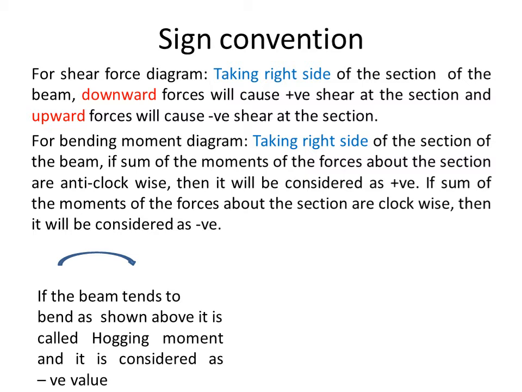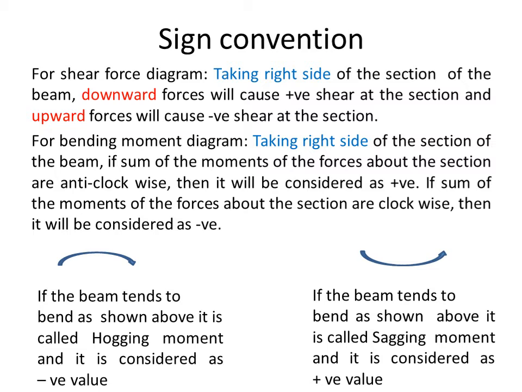If the beam tends to bend as shown above, it is called hogging moment and it is considered as negative value. If the beam tends to bend as shown above, it is called sagging moment and it is considered as positive value.